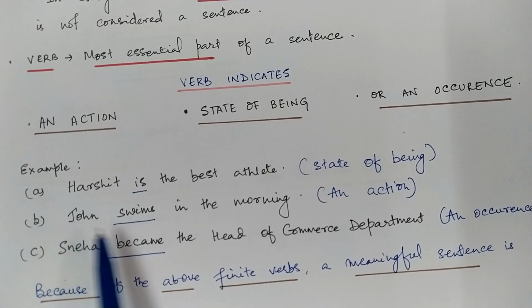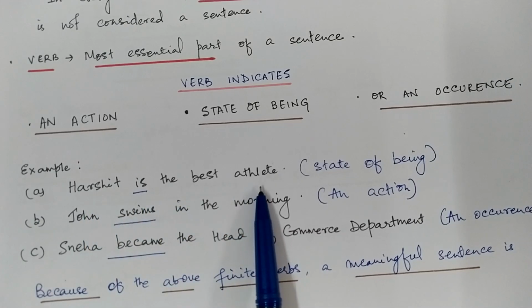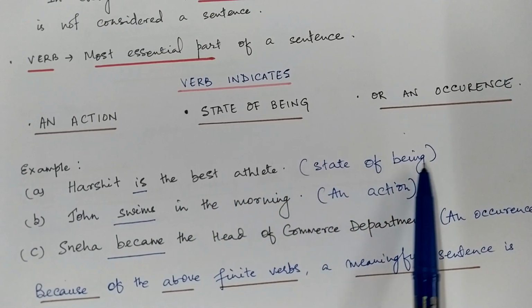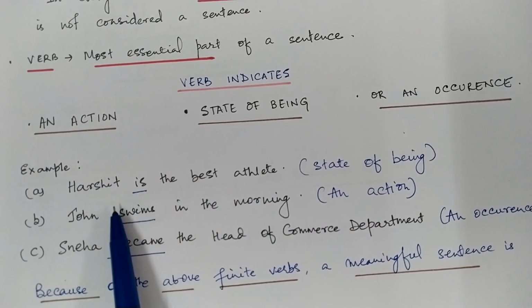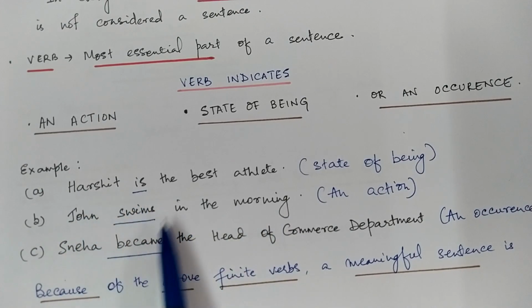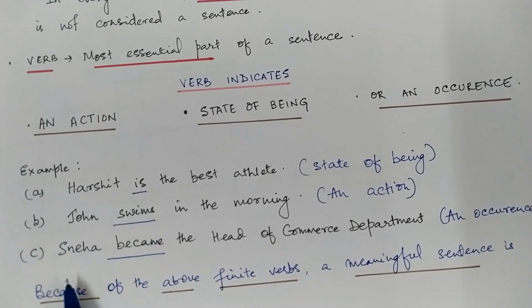Who is our subject in this sentence? In the first sentence, Harshit is the best athlete is just stating the state of being of Harshit, who is the subject in the first statement. In the second sentence, John is our subject who swims in the morning. That means he is doing some action, and what is that action? It is swimming. Third sentence, Sneha became the head of commerce department.